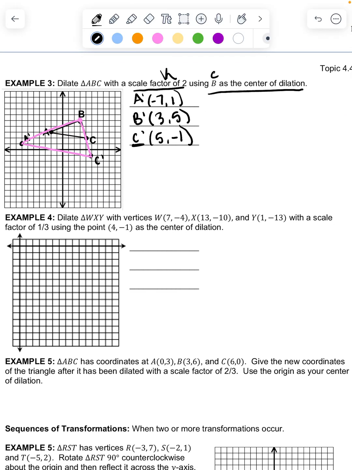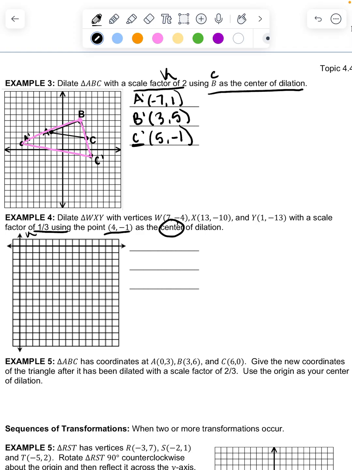All right, example 4 says dilate triangle WXY with vertices W, 7, -4, X, 13, -10, and Y, 1, -13, with a scale factor of 1/3, so our K value here is 1/3, using the point 4, -1 as the center, okay? So this one's a little bit different. We can't use the origin, okay? And all of our points are going to end up moving, okay? Because we're using a different point as the center.